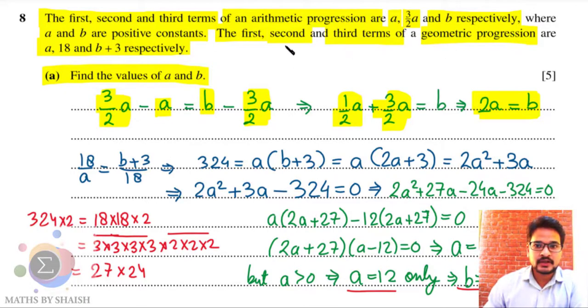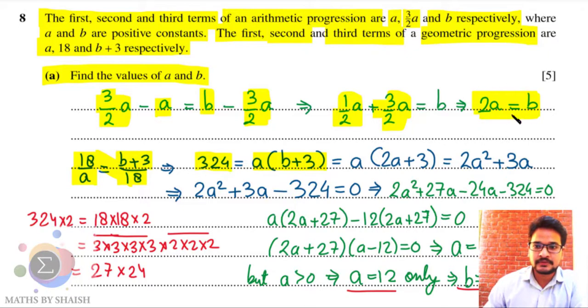And from the geometric progression, we have first three terms A, 18 and B plus 3. So in the geometric progression, we have a common ratio. If the ratio is common, we can find second term upon first term, and this ratio has to be third term upon second term. So if we cross multiply, we will get 324 equals A into (B plus 3).